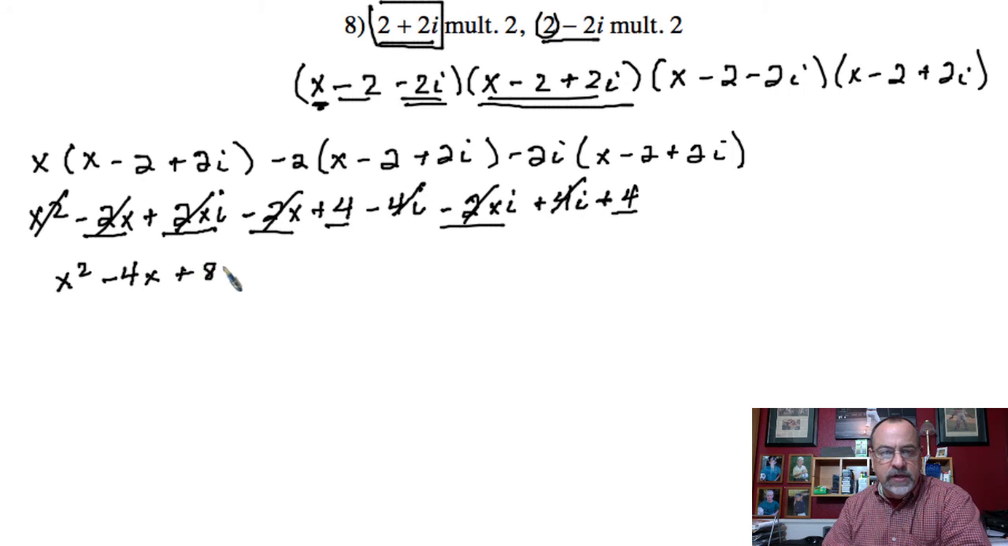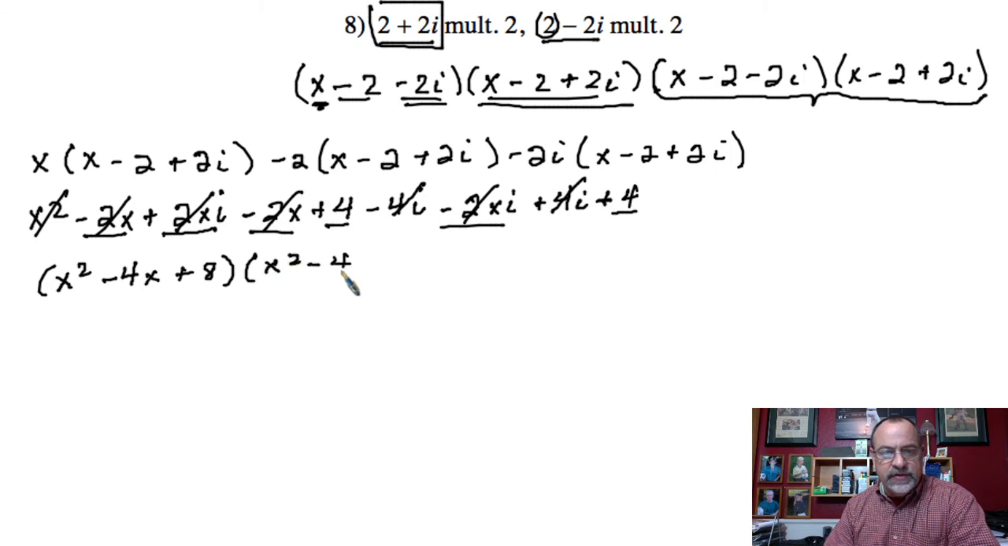And you'll notice, because I multiplied conjugates, those i's have gone away. And again, that should always happen. If it doesn't, we know we've done something wrong. Now again, the nice thing about this is these two are exactly the same, so I know when I multiply them together, I'm going to get this same trinomial, x squared minus 4x plus 8. So I've taken care of all the i's, so now I just multiply these together and I get my polynomial.